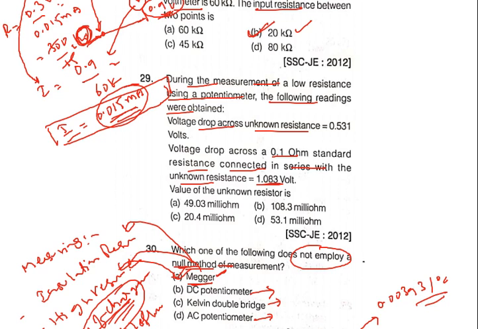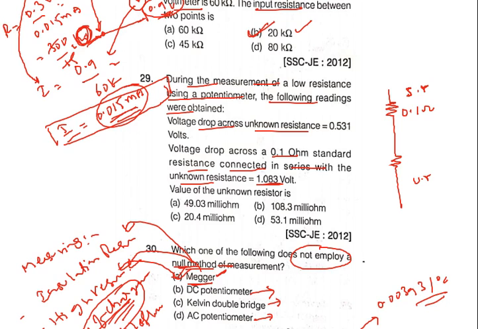See, the standard resistance is connected in series with the unknown resistance. This is one resistance, this is another resistance. This is the standard resistance. For example, this is your unknown resistance. Standard resistance, how much is given? That is 0.1 ohm. Next, the unknown resistance. See here, voltage drop across the 0.1 ohm standard resistance connected in series with the unknown resistance is 1.083 volts.